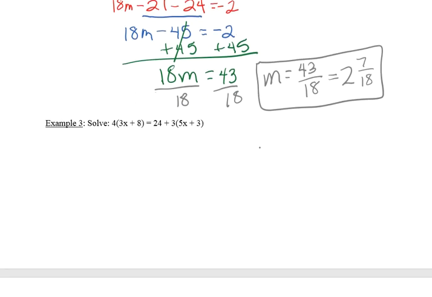Example 3 actually has 2 sets of parentheses. We just do them both. We don't do the process any different. We just have to do it multiple times. So I'm going to do 4 times 3x and then again times 8. 4 times 3x is 12x. 4 times 8 is 32. I'm going to bring down the equals and the 24. 3 times 5x is 15x. 3 times 3 is 9. So now we're going to combine like terms on one side. There's nothing to combine on the 12x plus 32, but on the other side we do have a 24 and a 9 that we can combine.